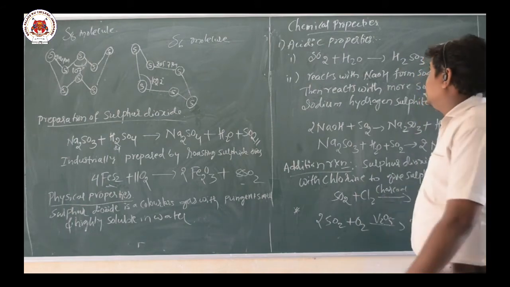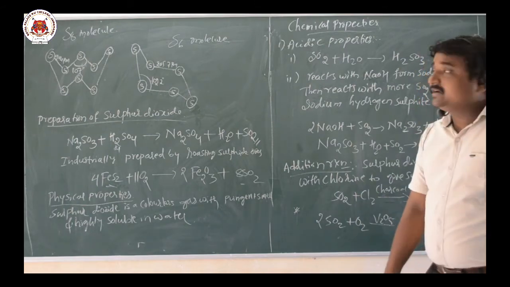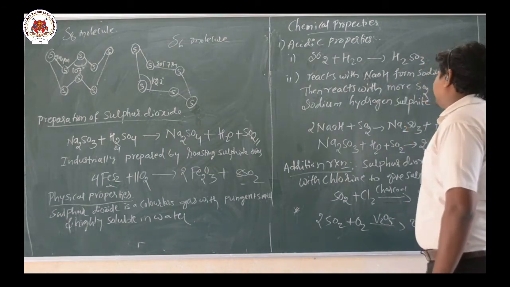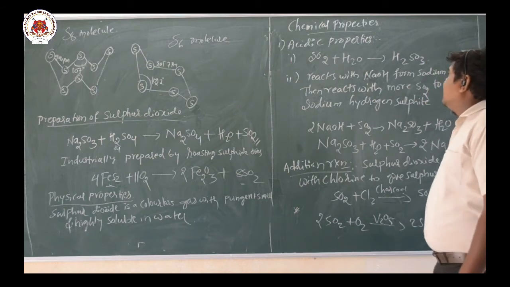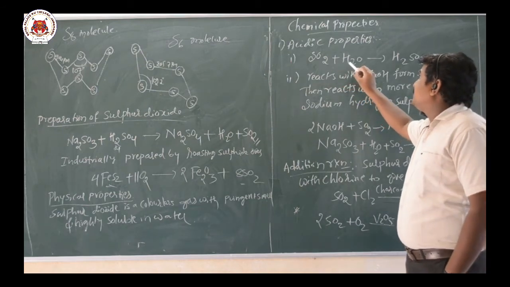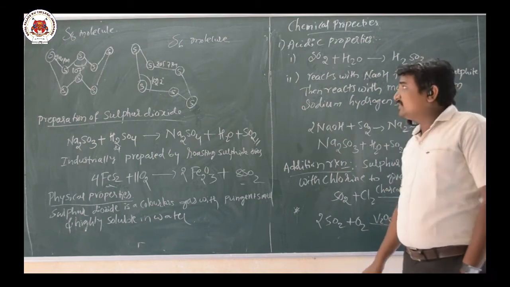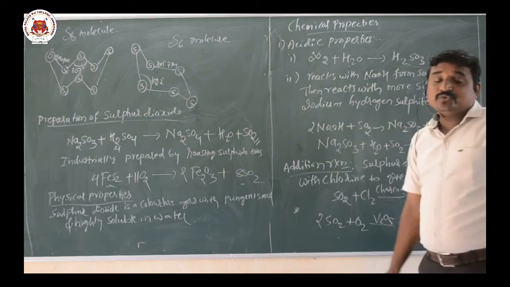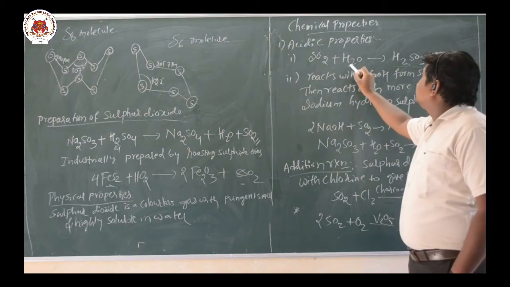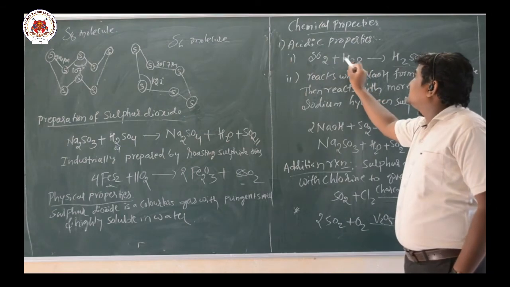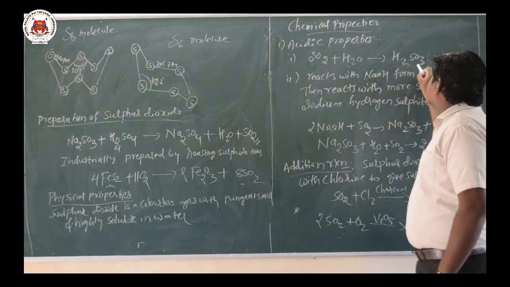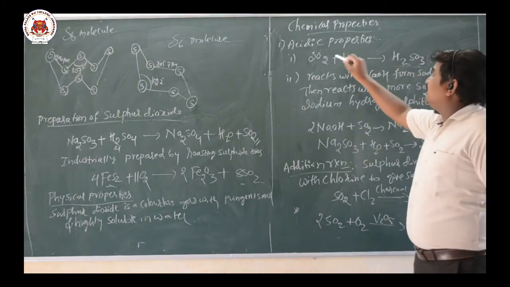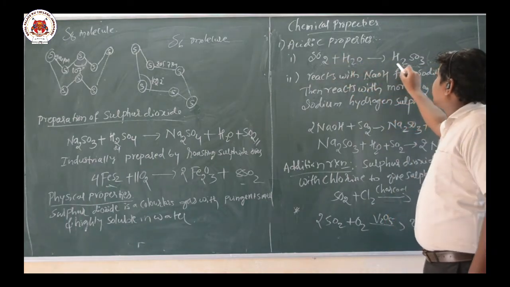Now the next concept, chemical properties. The first one is acidic properties. Sulfur dioxide reacts with water, forming sulfurous acid, H2SO3. Hence this is sulfurous acid. Sulfuric acid means H2SO4, but when sulfur dioxide reacts with water, sulfurous acid is formed.